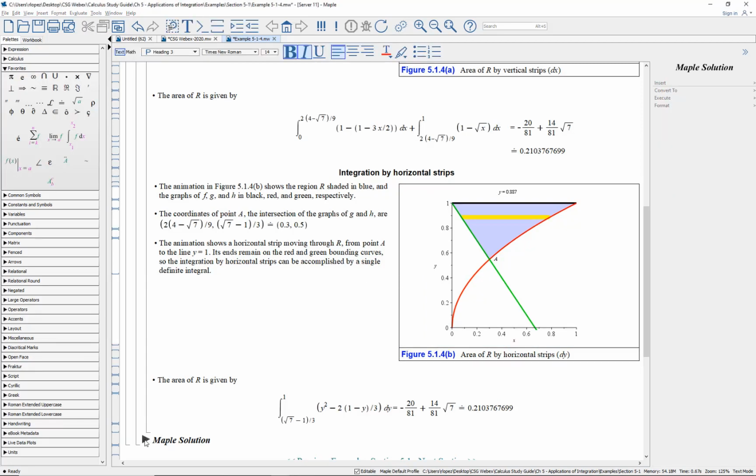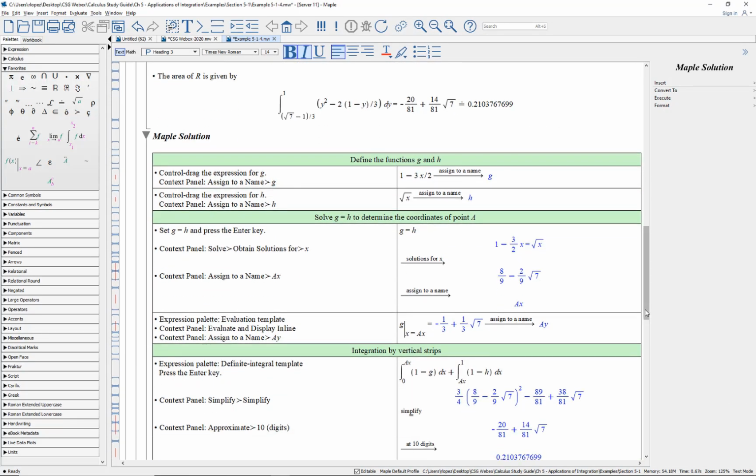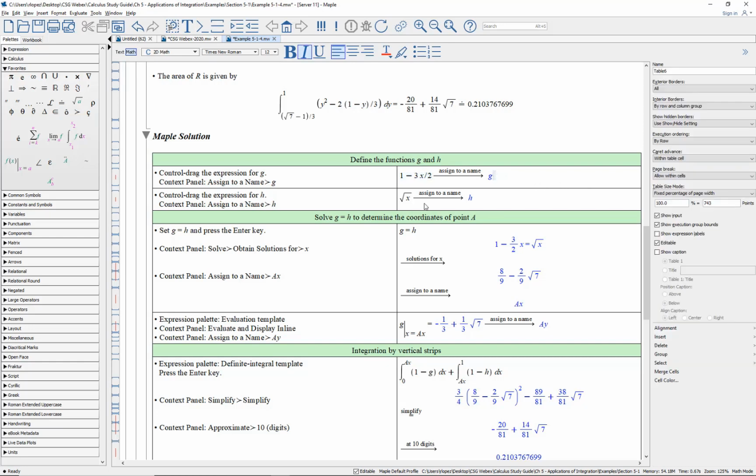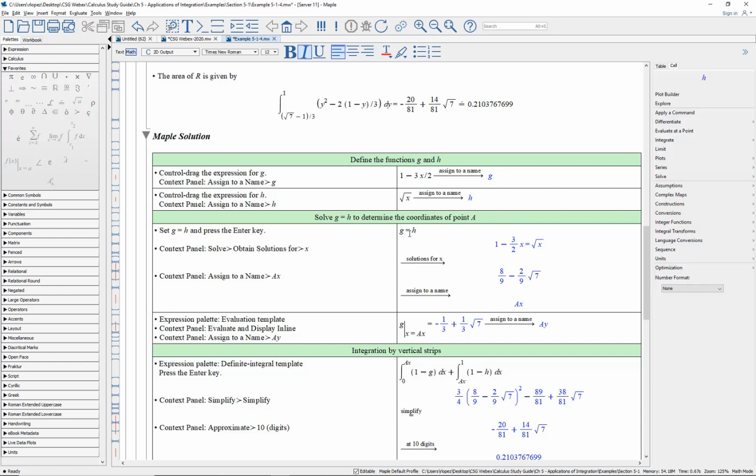So a Maple solution begins with data entry, and then we'll calculate the coordinates of that point A, the intersection point A. So this is the rule for g, and I have simply assigned it a name. I didn't make it a function. I just gave it the name g. Same with the square root here, which is the rule for the function h, and I just gave it the name h. I said g equaled h, and that gives me this equation.